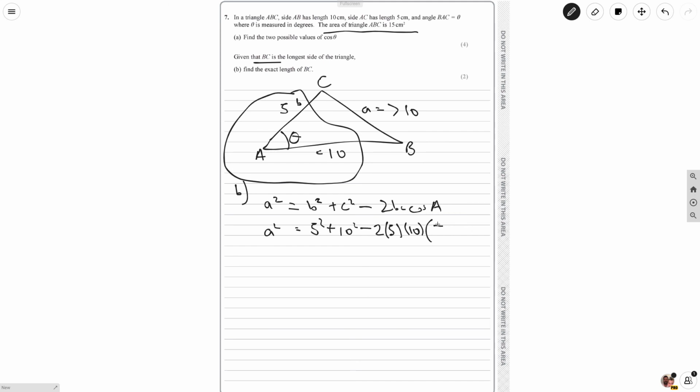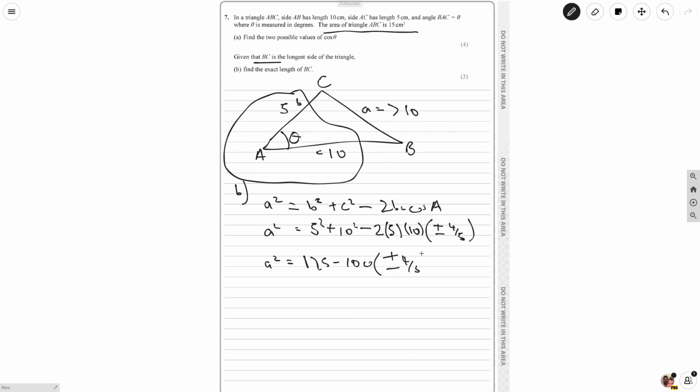So I'm just going to put that in there at the moment, because I really want to try both of these values and see what happens. Once we tidy it up, it'll be a little bit more obvious. 5 squared plus 10 squared is 125. And then 2 times 5 times 10 is 100. So we've got 100, and then multiplied by the cos of theta, which is these two numbers.